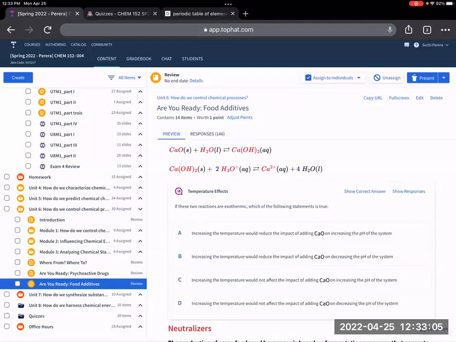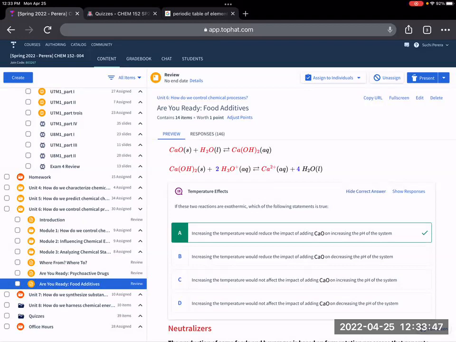And let's think about the next one. Increasing the temperature would not affect the impact of adding calcium oxide on increasing the pH. No, I wouldn't agree with that. It certainly affects this reaction because for both reactions, it's going to favor the reactants more than the products. Therefore that is not a correct statement. And the same thing here, so C and D are incorrect as well. So the correct answer is option A.